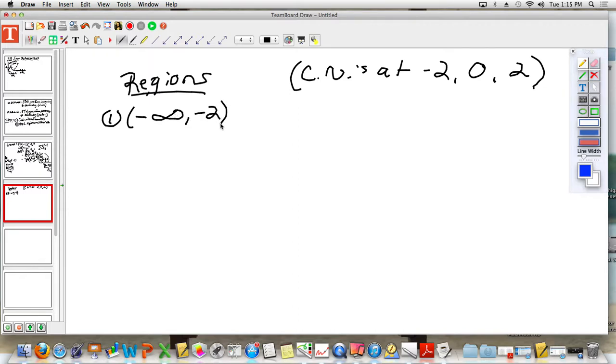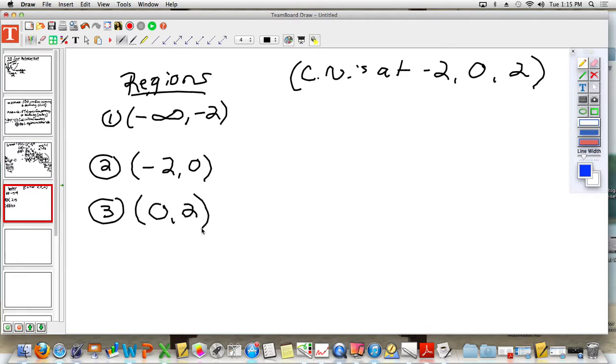Now I'll explain to you what to do here in just a minute. But region 2, I'm going to check what's happening from -2 up to 0. Region 3, I'm going to check what's happening from 0 up to my next critical number, which is 2. And then my 4th region, I'm going to check what's happening from 2 to +infinity.